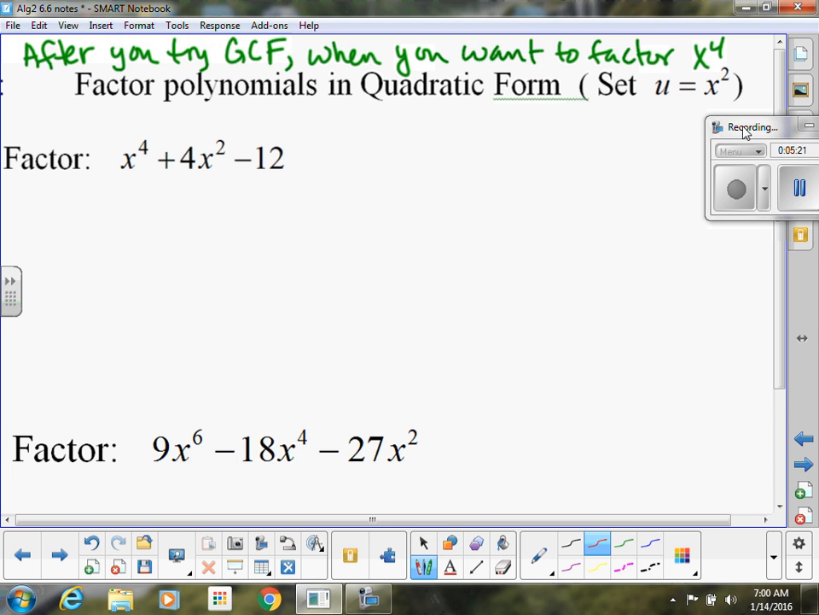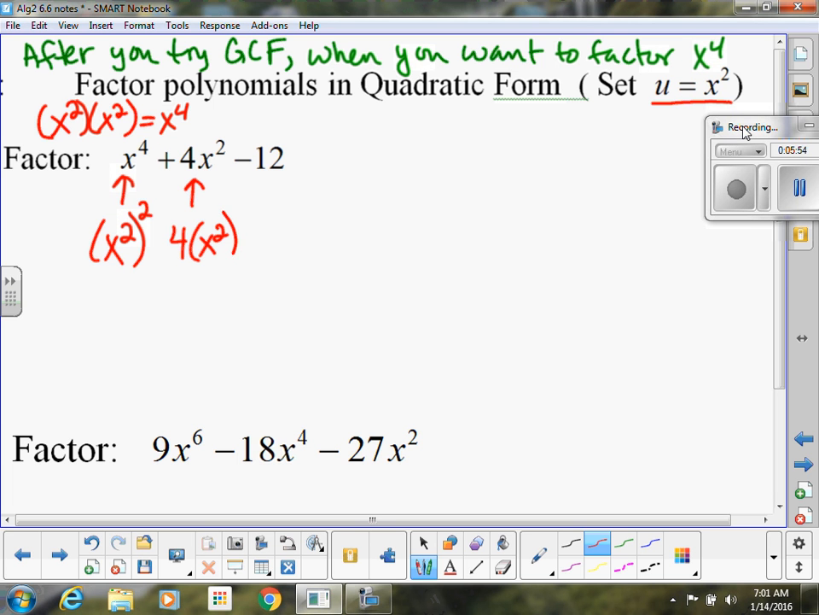If I'm going to have u represent x squared, that means I can rewrite x to the 4th as x squared raised to the 2nd power. So x squared times itself would be x to the 4th, right? If I had x squared times x squared, that would be the same thing as x to the 4th. So that's what we're doing there. Here, this is just 4 times x squared. And in the last one, there is no x squared, so we don't have to worry about that. So you see where I have all my x squareds.